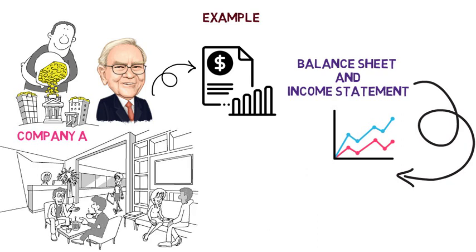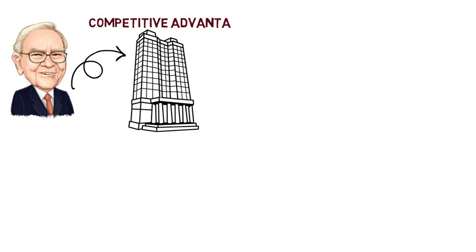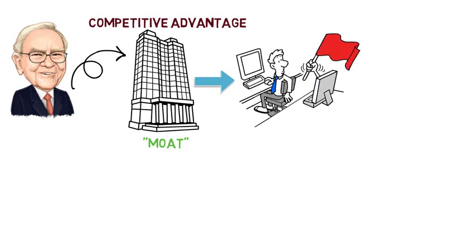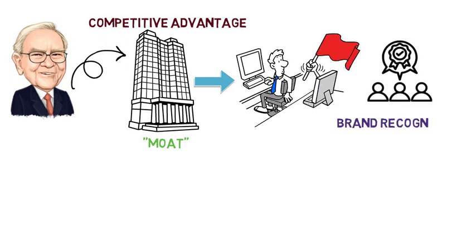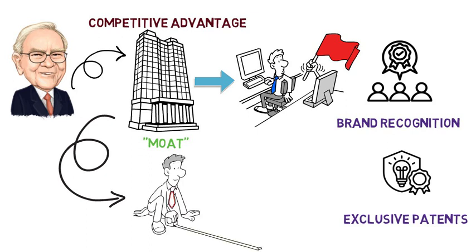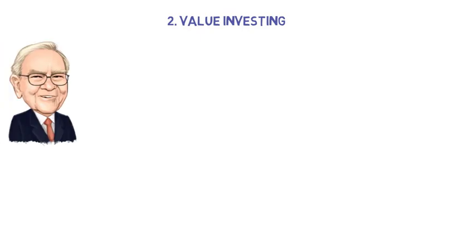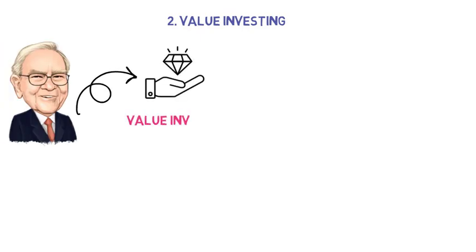He would also review the management team, looking for capable leaders who have a track record of making wise decisions. Furthermore, Buffett pays attention to a company's competitive advantage, also known as its moat. A competitive advantage can be anything that gives a company an edge over its competitors, like strong brand recognition or exclusive patents. Buffett believes that companies with a sustainable competitive advantage are more likely to provide stable returns over the long term. The second type of analysis that Buffett is famous for is value investing.